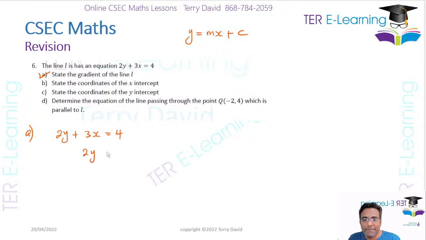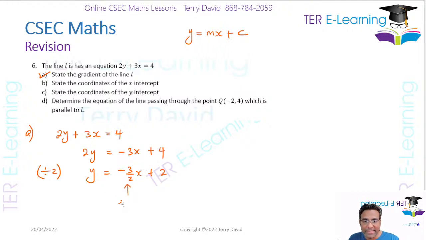So 2y is equal to minus 3x plus 4. That's step 1. I need to leave y on the left hand side and carry everything across to the right hand side. The next thing now, I have 2y, so I don't want 2y. I need to divide every single thing by 2. So this becomes y is equal to minus 3 over 2x plus 4 divided by 2 is going to give me 2. So therefore, look at what the gradient actually is.